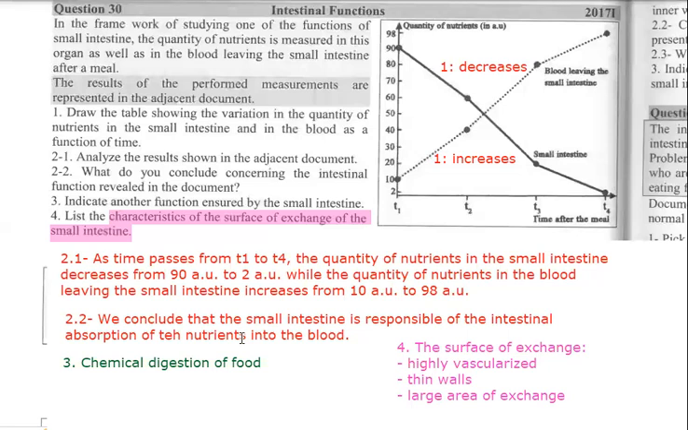Okay, in the upcoming video, we will also tackle a document or a question talking about the small intestine.